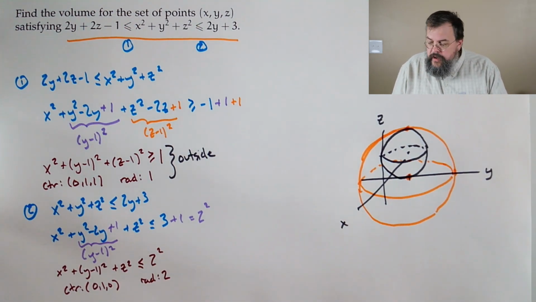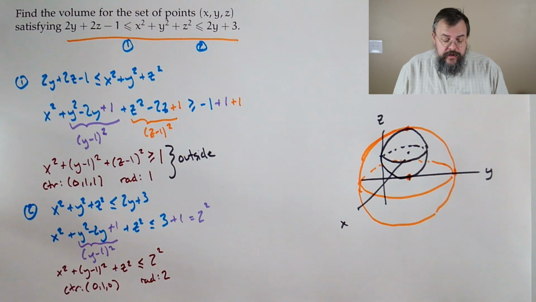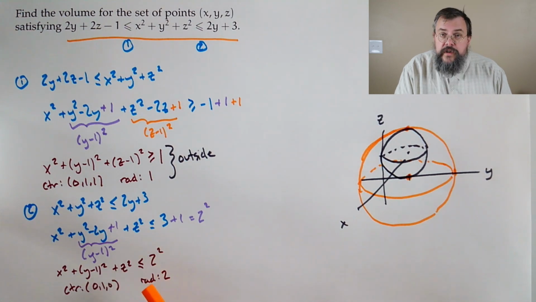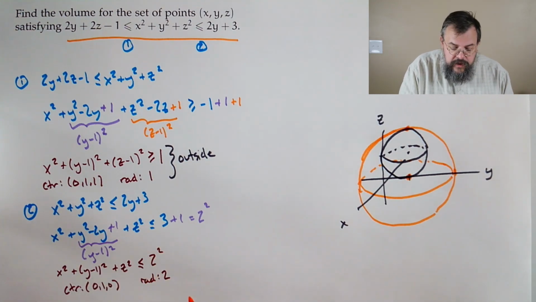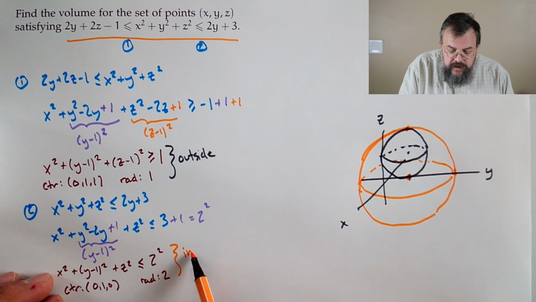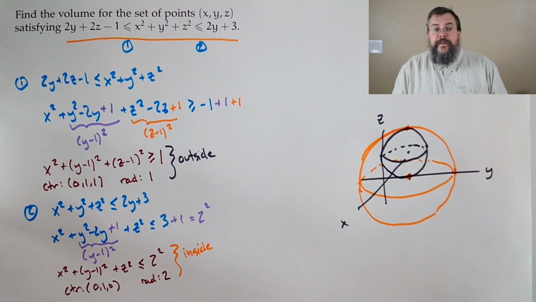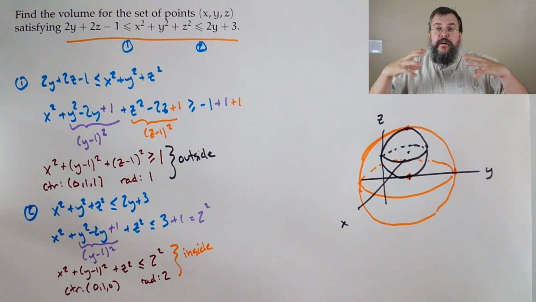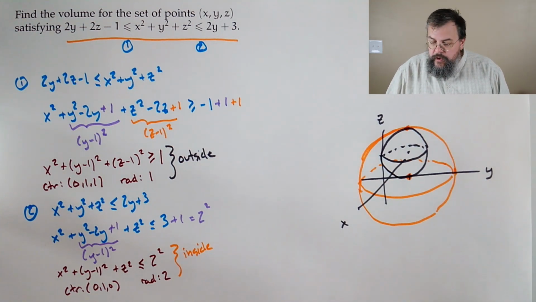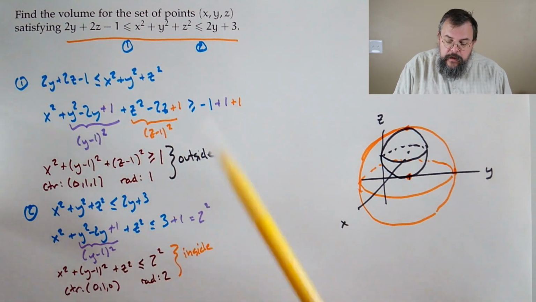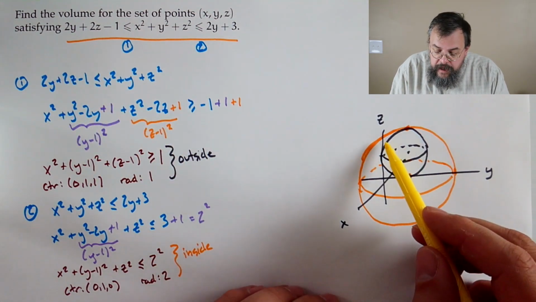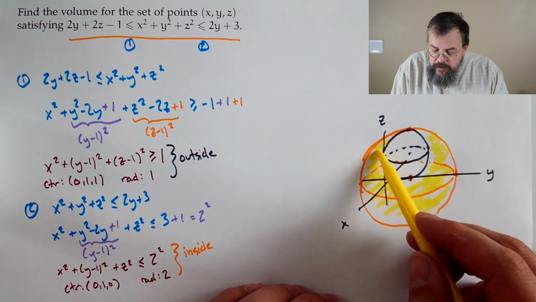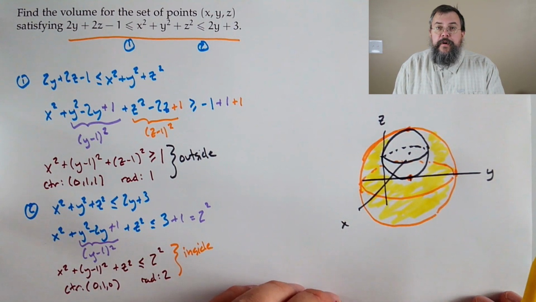All right, so where do we want to be in relationship to that sphere? Well, if we look at it, this is really saying the distance is at most, less than or equal to 2. So that says we want to be inside the sphere. Now, we put these two things together. We want to be outside of the small sphere, inside of the large sphere. So what the problem is asking us, find the volume for the set of points. It really says, hey, find the volume for this object, which is a big sphere with a little sphere that you've taken out of the middle.